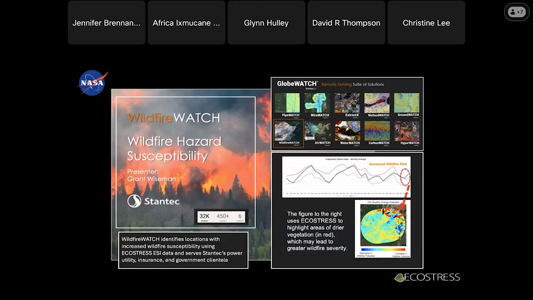It's a company that has over 30,000 employees. And we recently learned that they were using ECOSTRESS data to help them understand increased wildfire risk by looking at ESI anomalies. And so here's a quick example of a figure that they developed to look at trends in anomalies in ESI leading up to some of the LA wildfire burn areas.